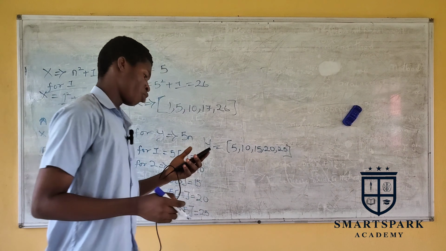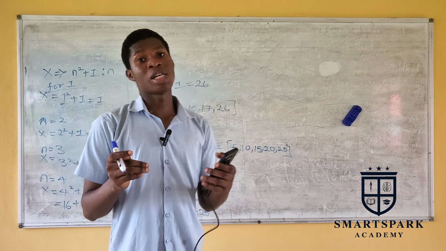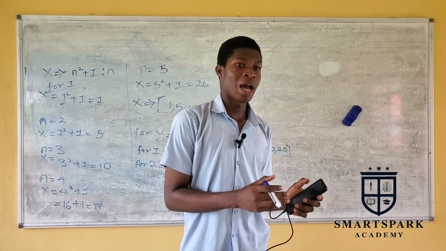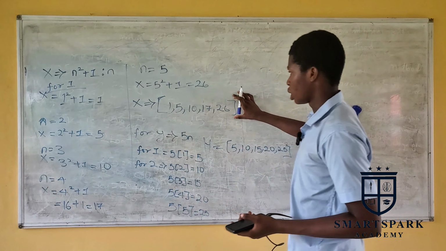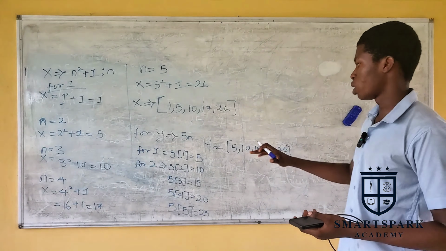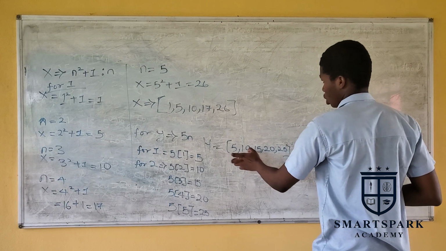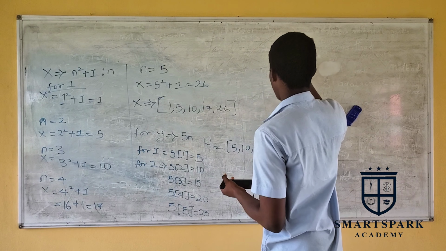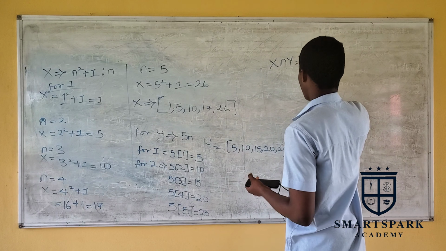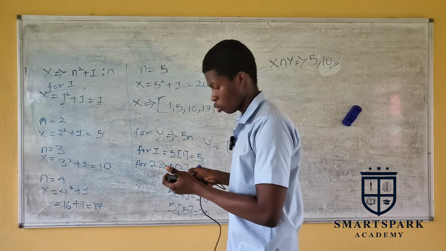So now they say we should find x intersection y, which is basically the numbers present in both the set of y and the set of x. So we are going to look at the sets. Which numbers are present in both x and y? It is 5 and 10. Let's look at it here and it's also here. So x intersection y is equal to 5 and 10. So that is the answer for this question.